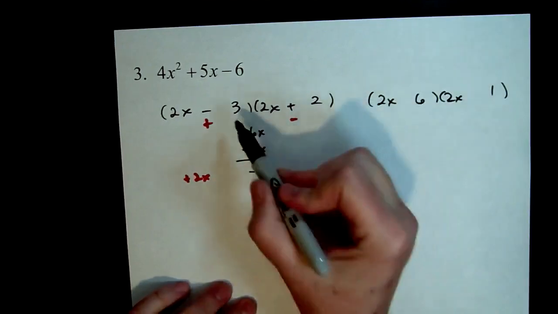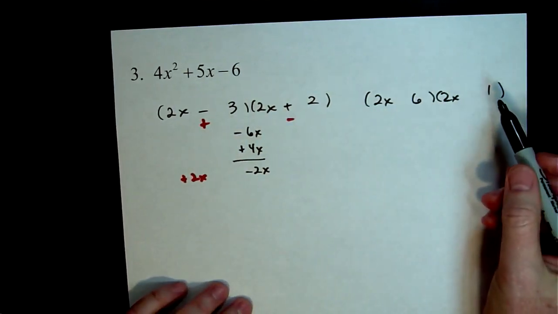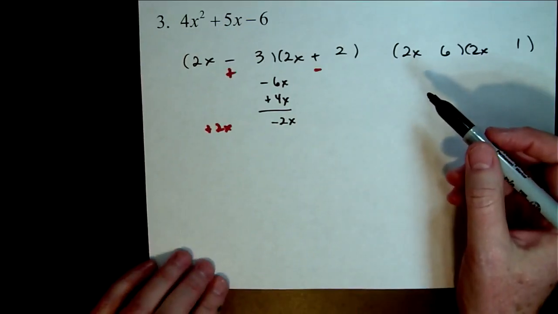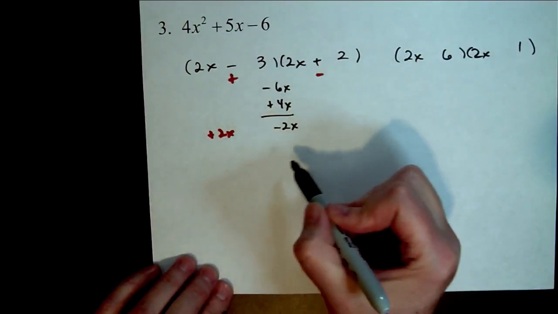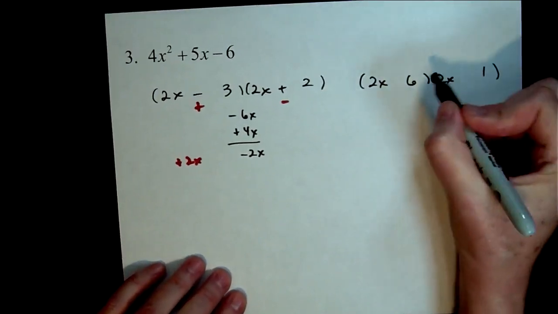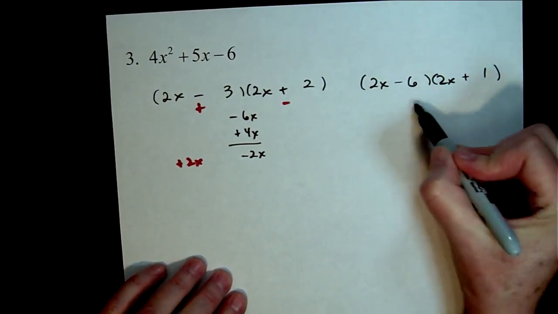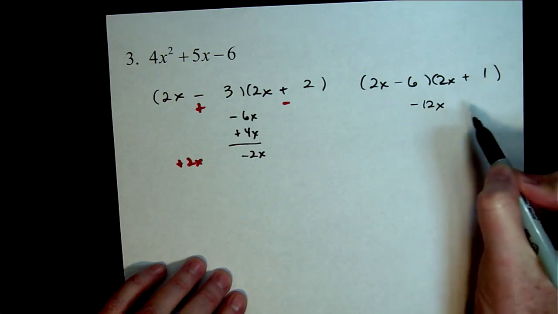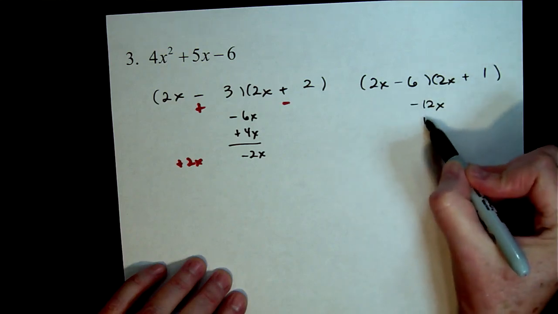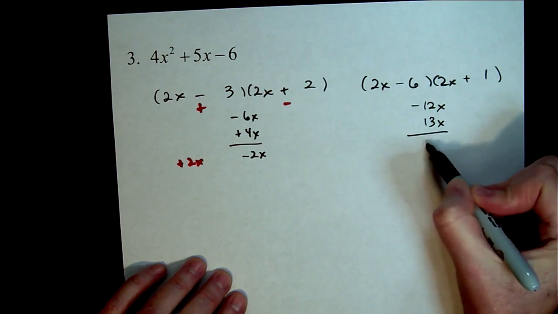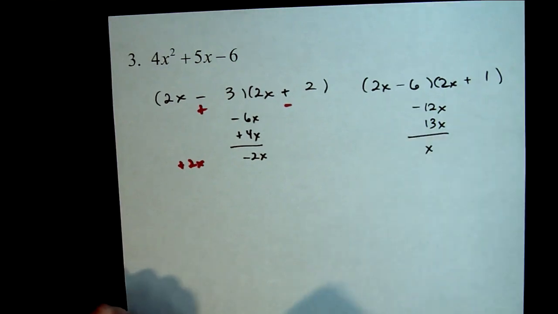Okay, going on. Say instead of 3 and 2, I use 6 and 1. And again, I'm just going to randomly pick a minus and a plus. This time the inner terms will give me negative 12x. The outer terms will give me 13x. That's going to combine to be 1x, not what I want.